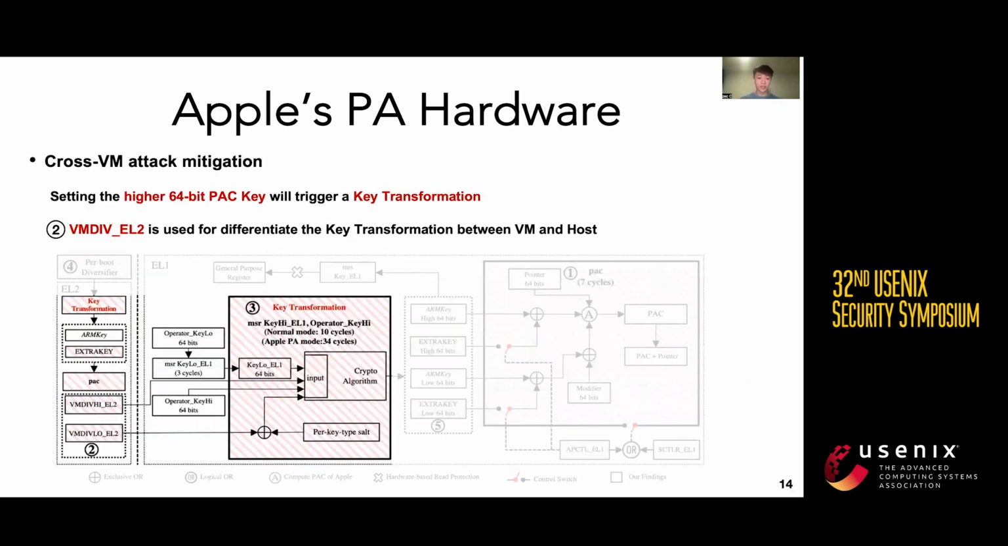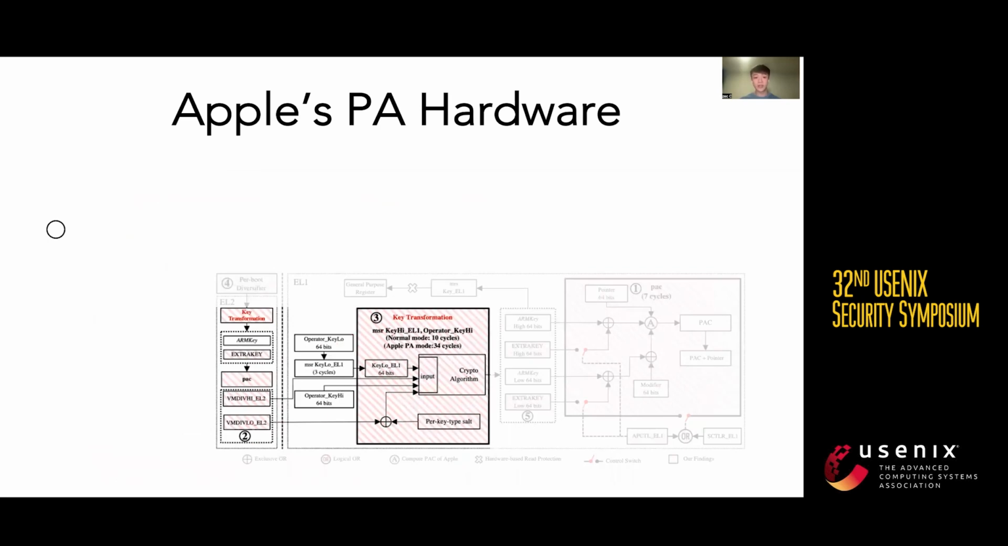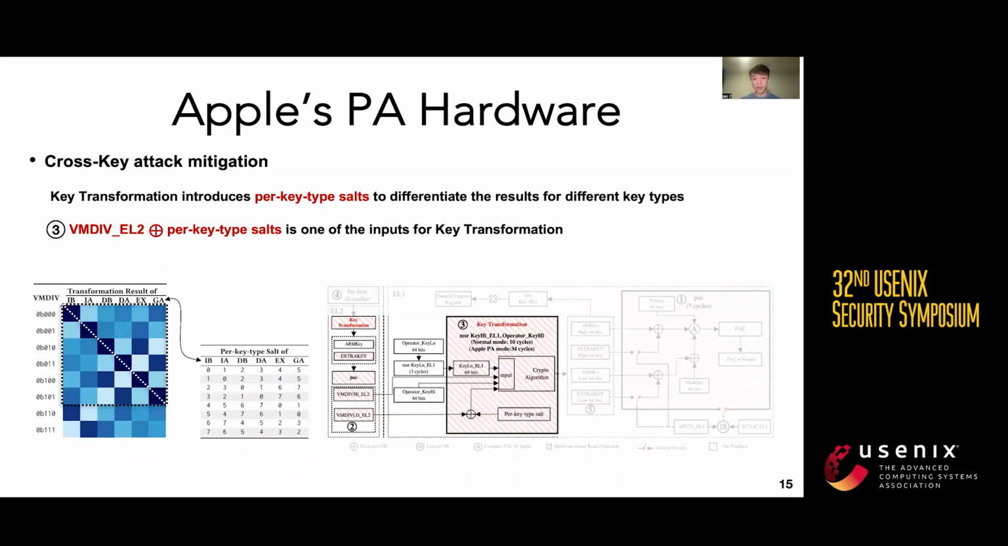The first one is cross-VM attack mitigation. We discovered that Apple introduced a key transformation when setting up the higher 64 bits of the PAC key. At the same time, Apple introduced a new 128-bit register, VMDiff, to diversify the key transformation between the virtual machine and host machine.